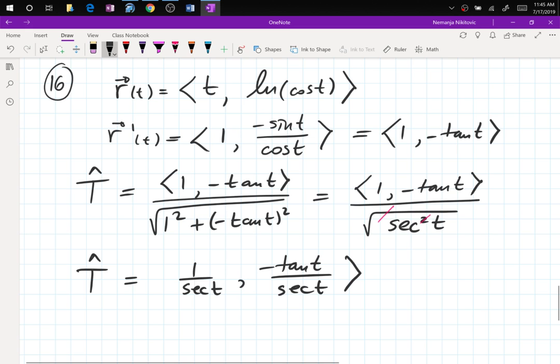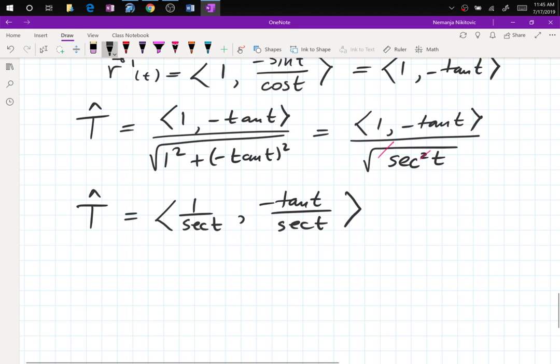So now basic identities for trig fix a lot of this stuff. 1 over secant is just a cosine, so that's just going to be a cosine t. And tangent is sine over cosine, secant is 1 over cosine, so this works out to be negative sine t. Oh, that is so nice.